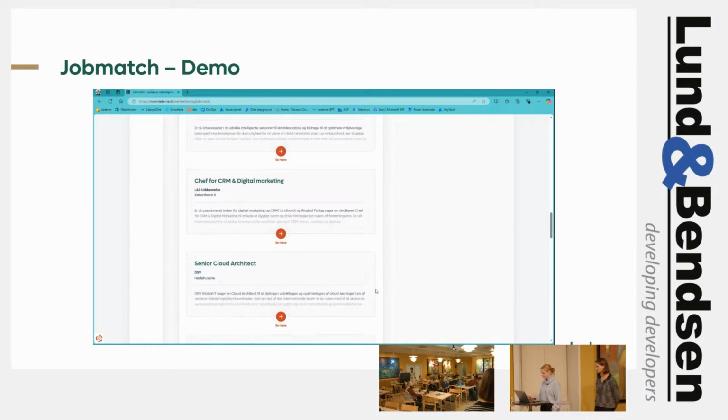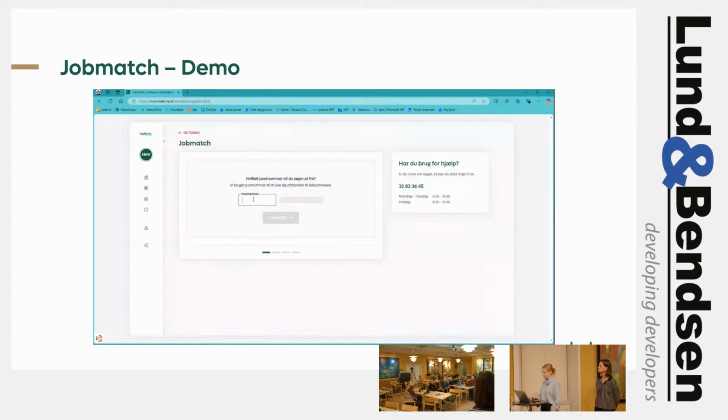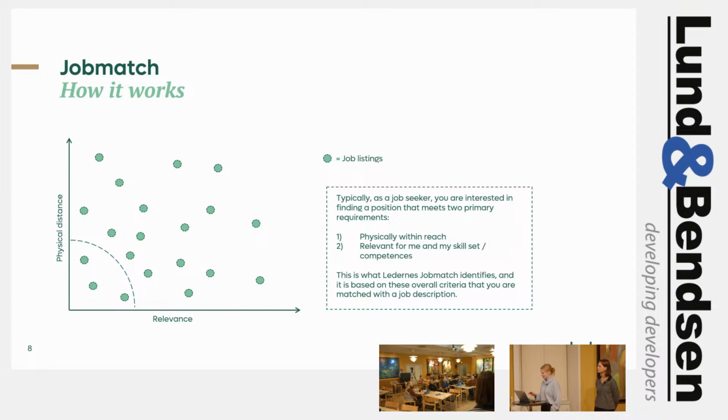And the whole idea behind how Jobmatch works is that when you're looking for a new job, you typically want to prioritize two primary requirements for this job. The first one is that it should be at a short physical distance from you. And the second one is that it should hopefully be relevant for you, for your competencies and your skill set. And these are exactly the two main requirements that Jobmatch tries to meet when it finds and suggests different jobs for you.